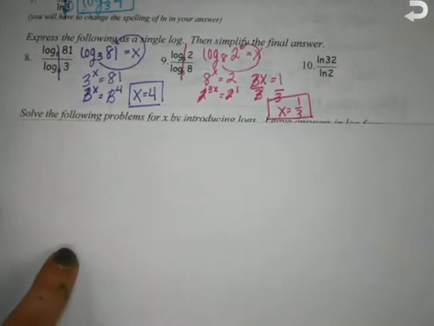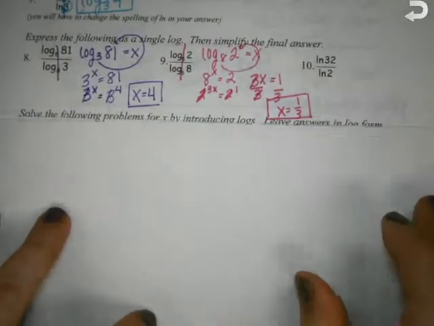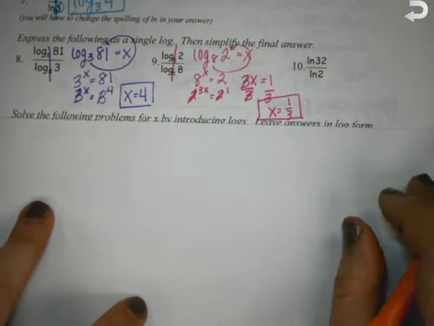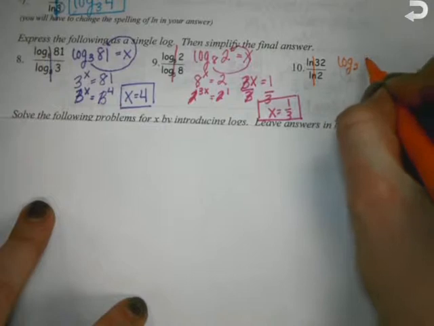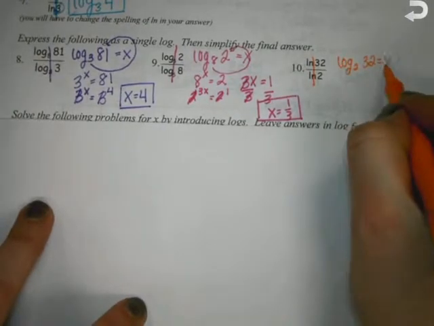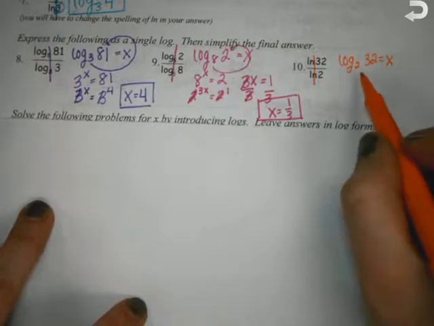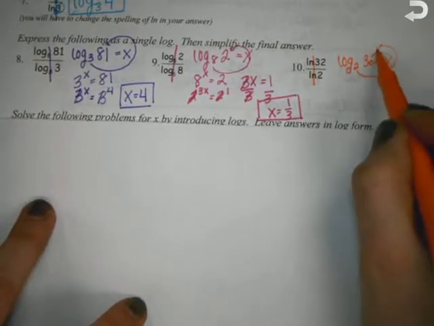All right, number 10. How would I rewrite natural log of 32 over natural log of 2? Log base 2 of 32. So Ashley, what do I do next? Equals x. Okay. Shelby, what's next? Choose the x power and then equal 32. Good. 2 to the x equals 32.